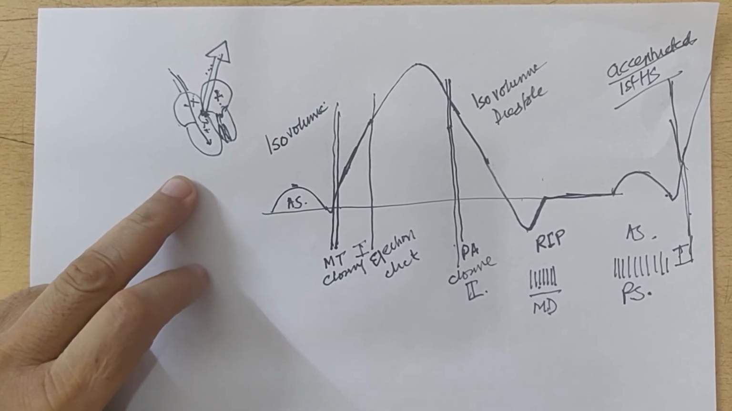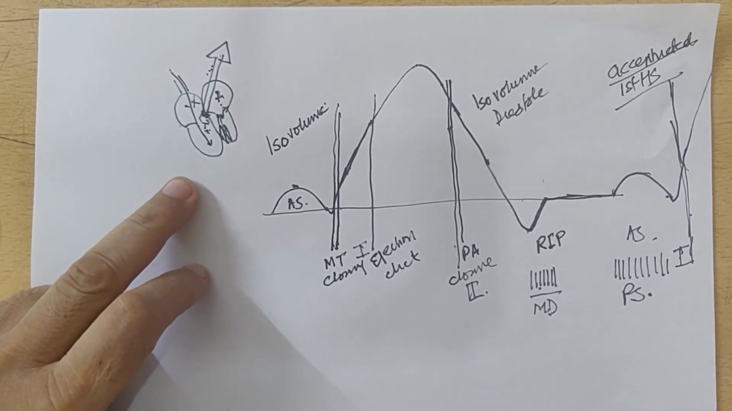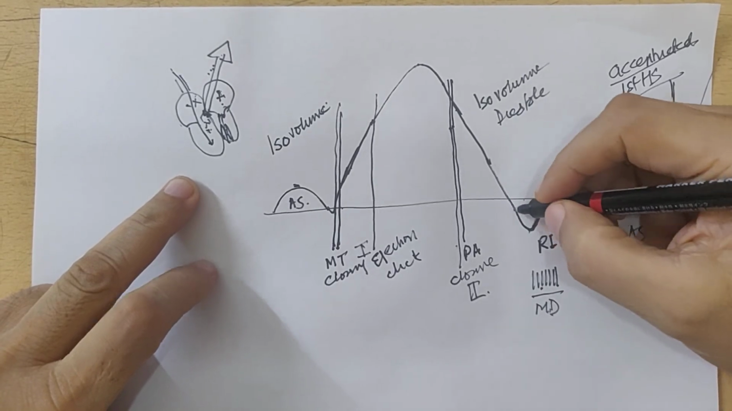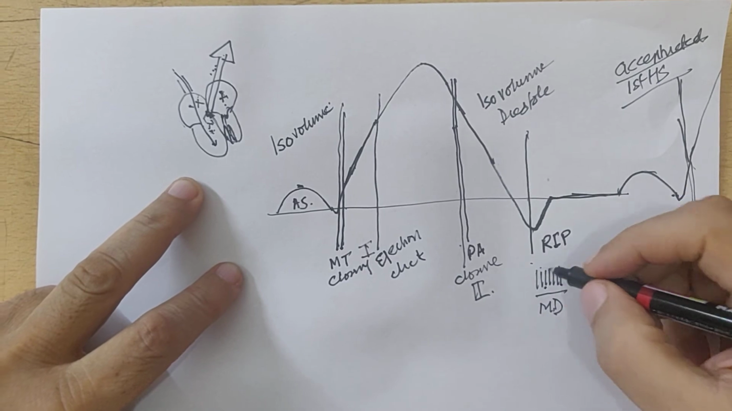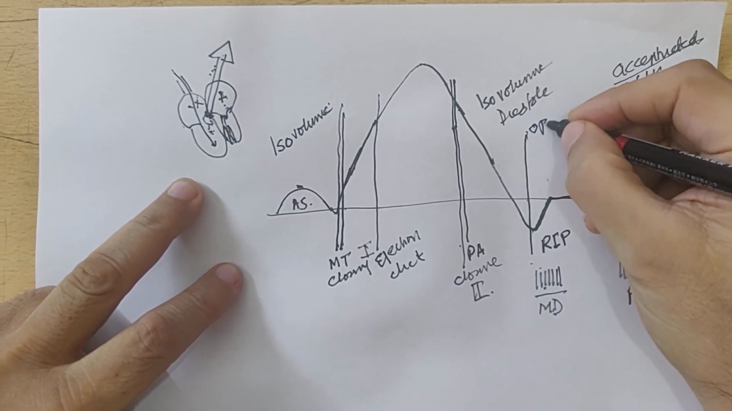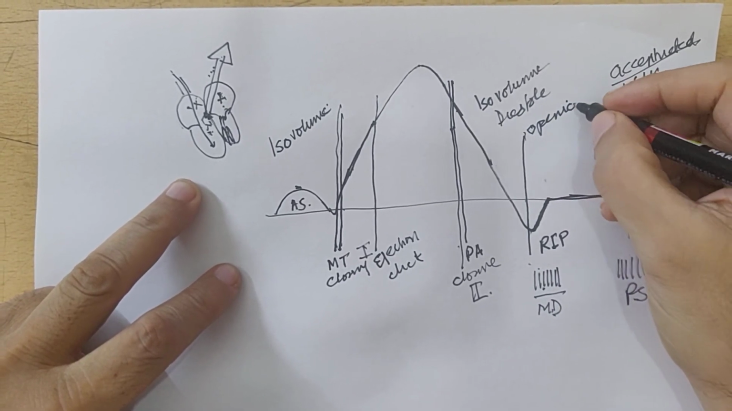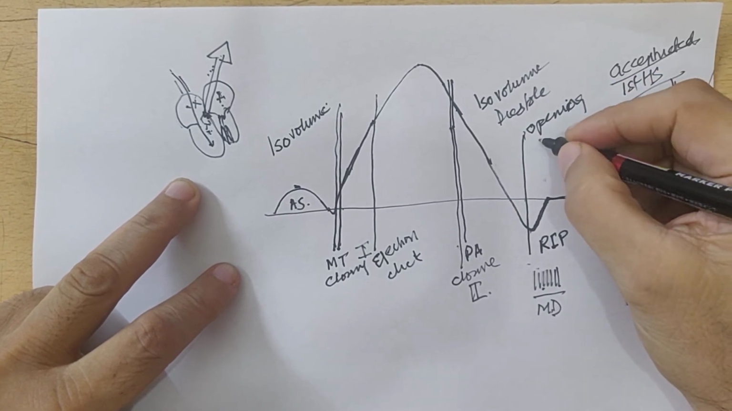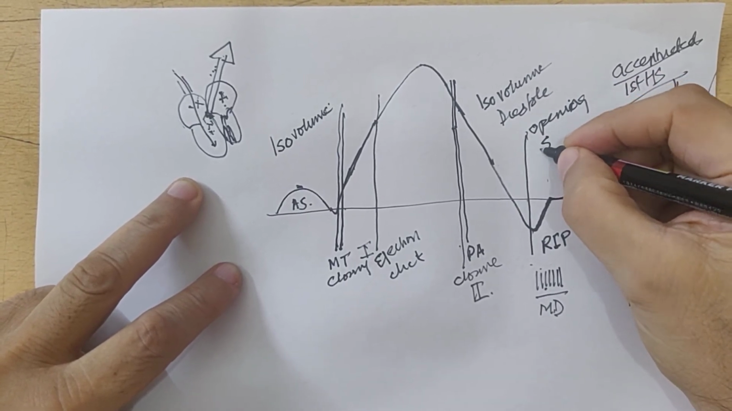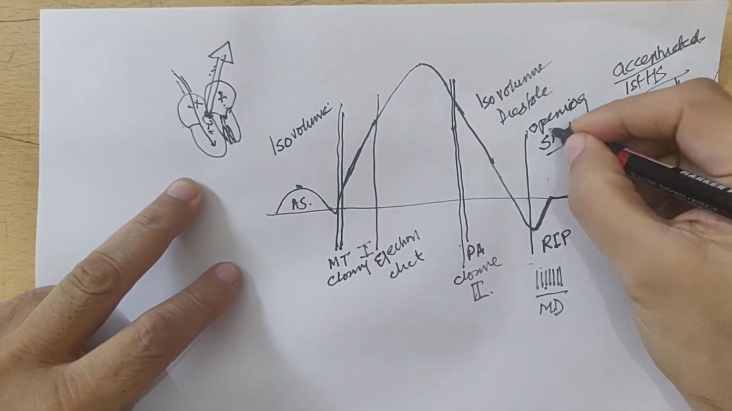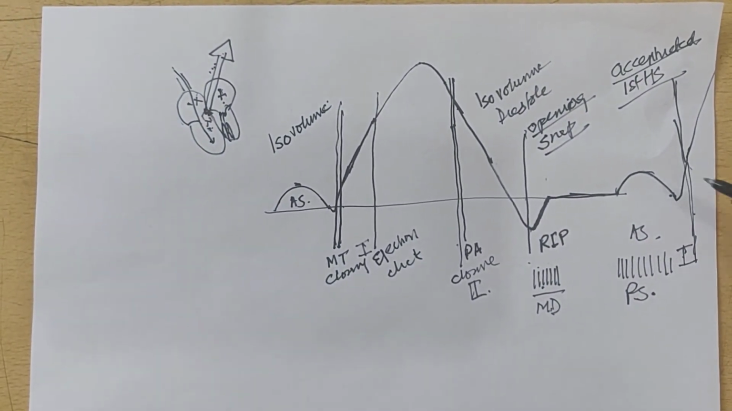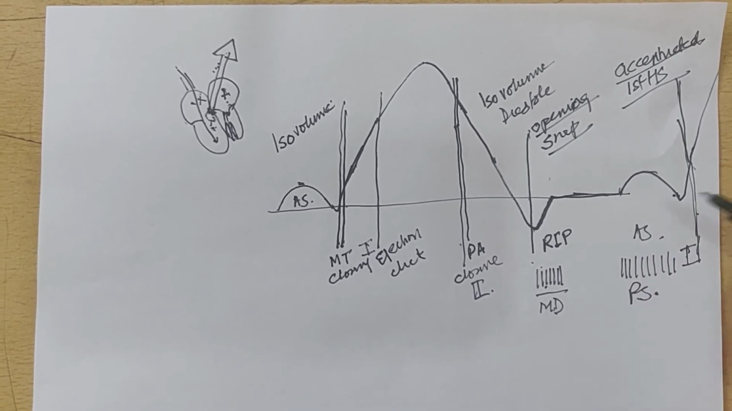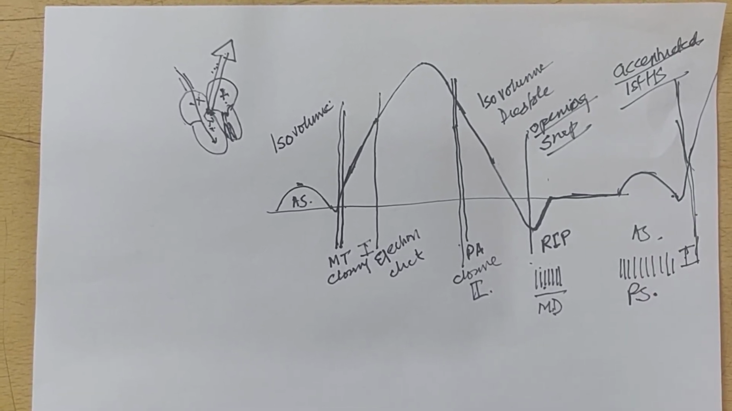And the fourth feature is that it also opens loudly. Therefore, here you have the opening of the mitral and tricuspid valve, and therefore there will be an opening snap here, as the mitral and tricuspid valves close. So this murmur would be both in tricuspid stenosis and mitral stenosis.